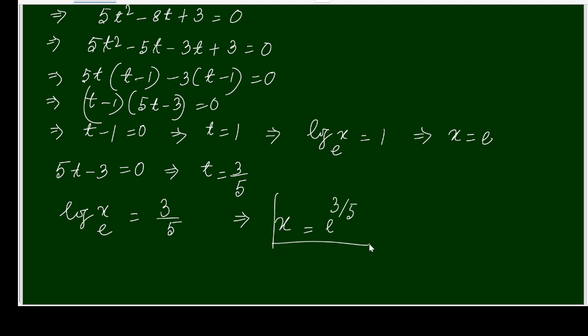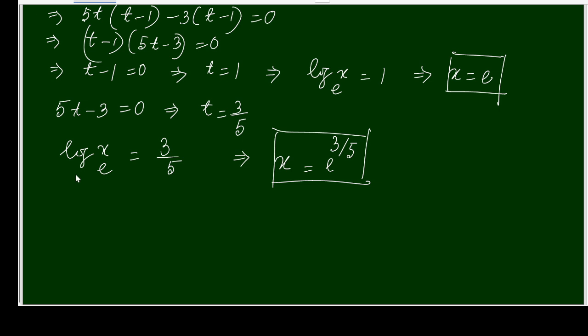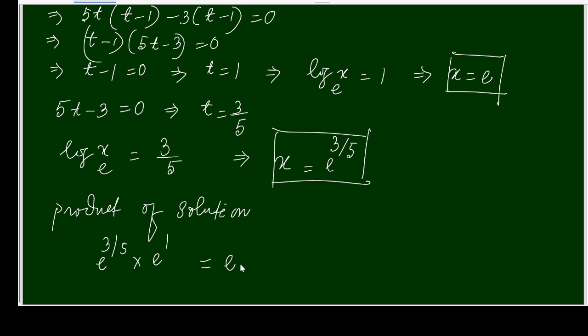So one solution is x equals to e power 3 by 5 and one is x equals e power 1. So the question is, find the product of all solutions. So product of solutions will be e raised to the 3 by 5 into e to the power 1. Similarly, e to the power, this will be 8 by 5.